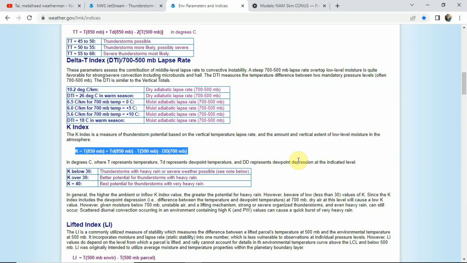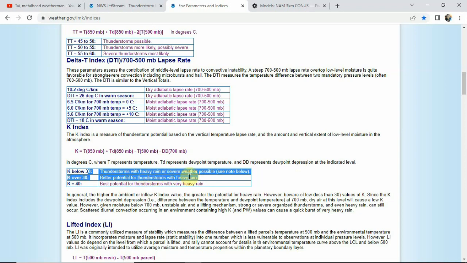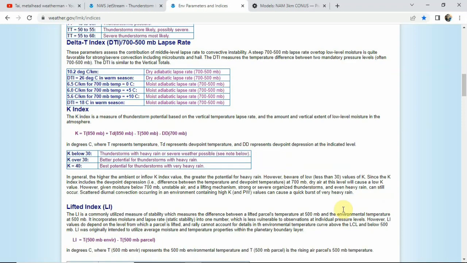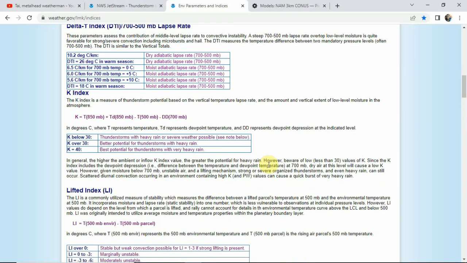Depending on how that formula is factored out, you can end up getting indexes. If they're below 30, then you have severe weather and heavy rain possible. But once you get to just a little bit over 30, then you have better potential for thunderstorms with heavy rain. Once you get to 40, it's pretty high potential for severe thunderstorms and heavy rain. So that's pretty much the basics on hail here.